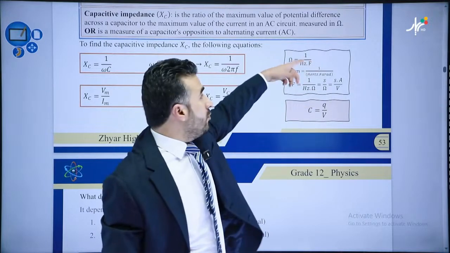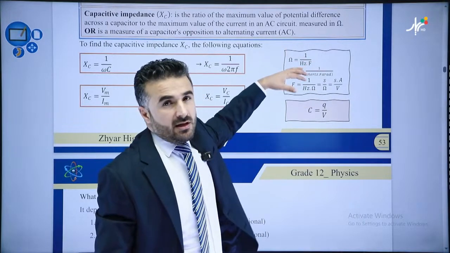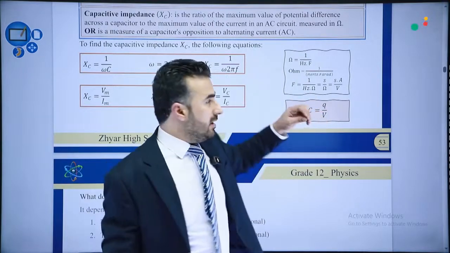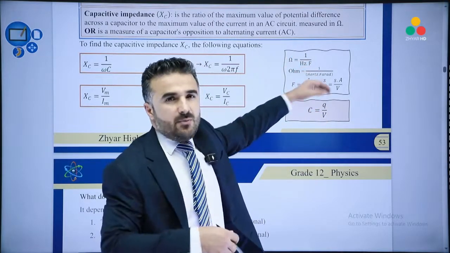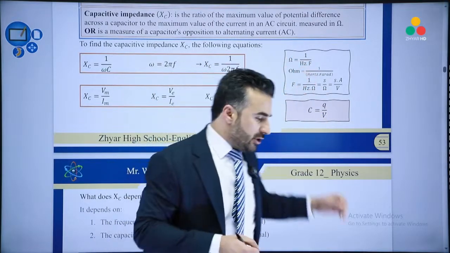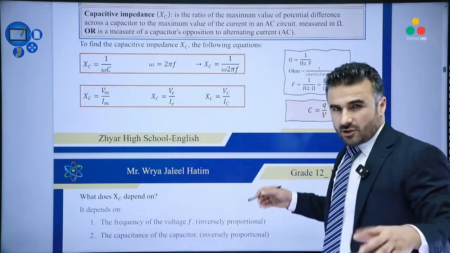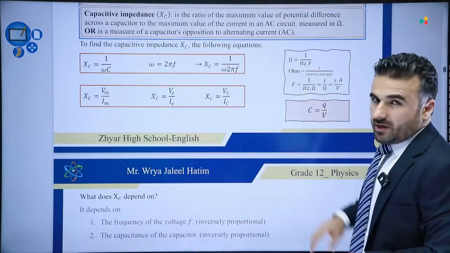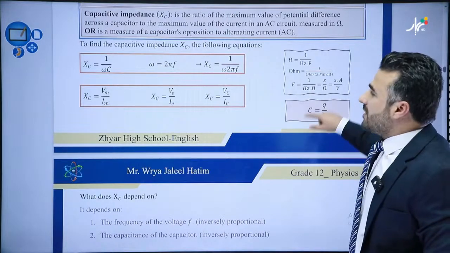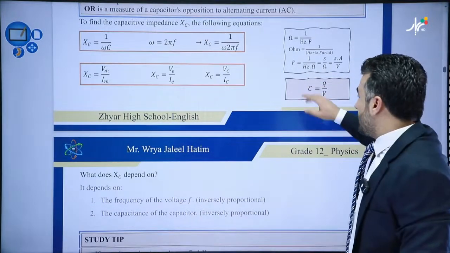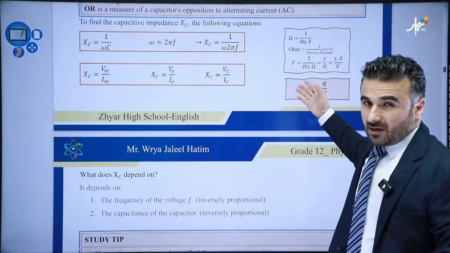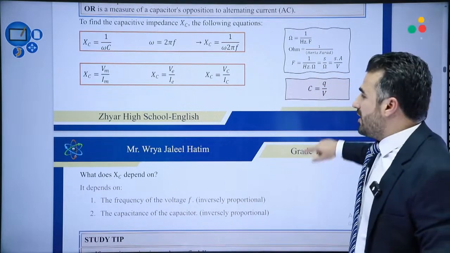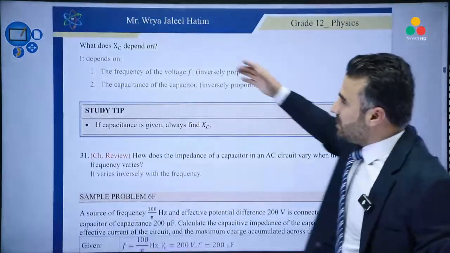And where do we get this one from? We got it from here. By the way, we get all this from the main equation. If you rearrange the equation, this is what you get. And of course, don't forget we have another equation which is specific for the capacitor: the capacitance of a capacitor equals the charge divided by the voltage.